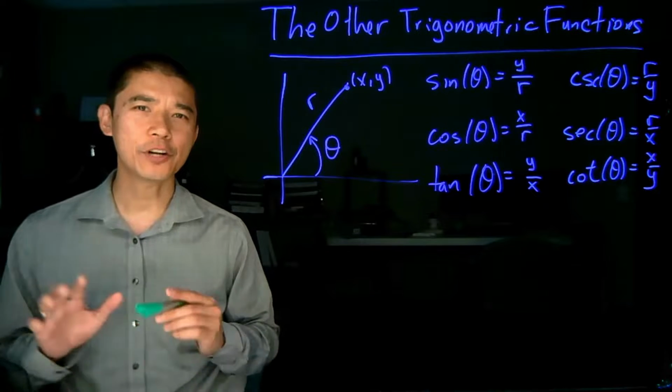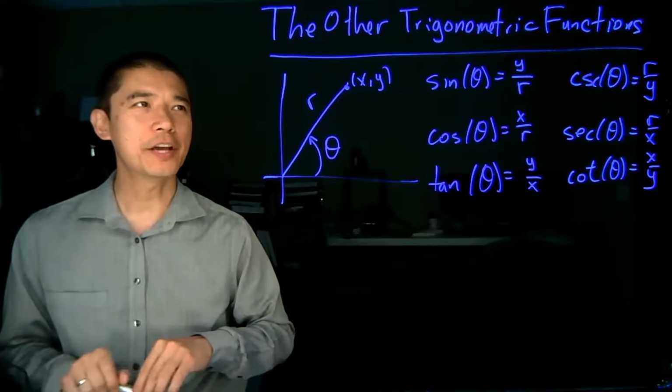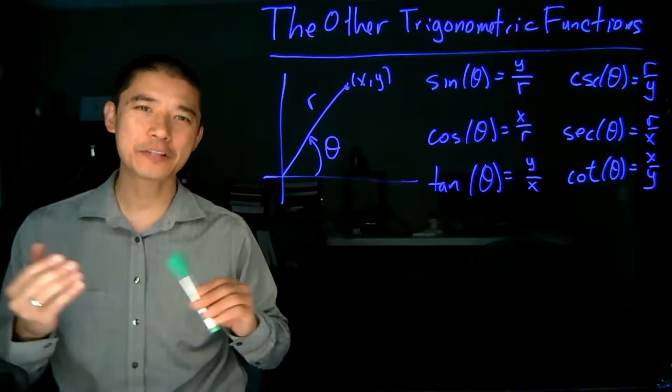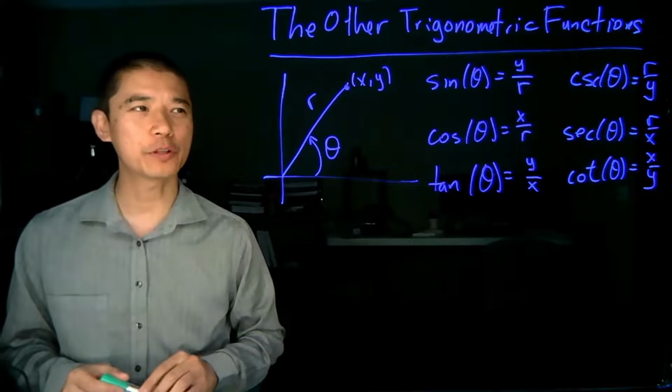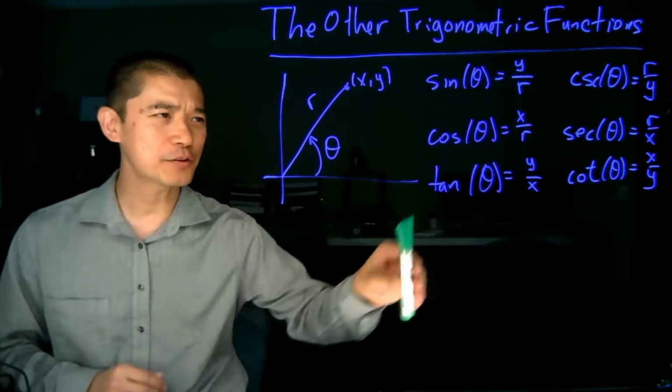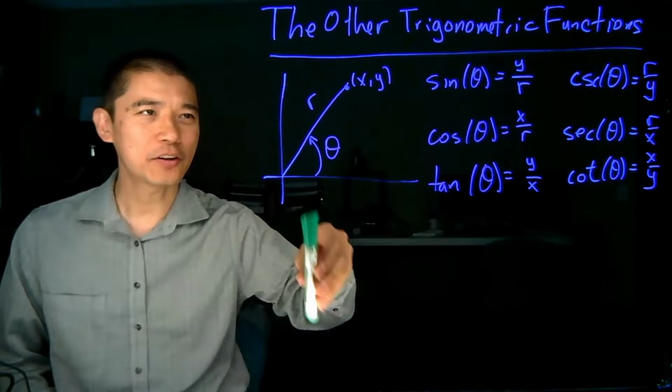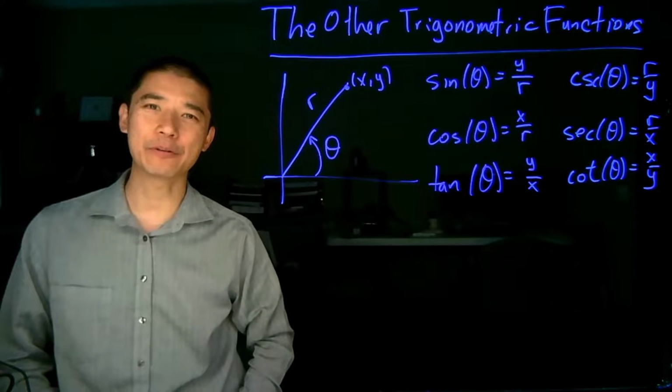So far, we've only talked about the sine and cosine functions. It turns out that there are actually a total of 6 different trigonometric functions that we're going to work with. And it turns out that these other 4 that we haven't talked about yet can all be determined using the same setup that we already have.